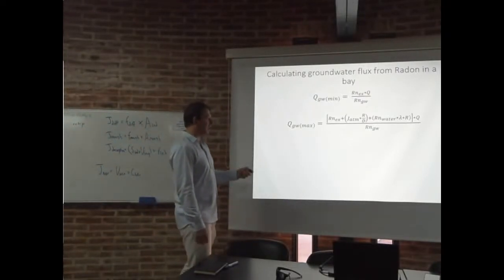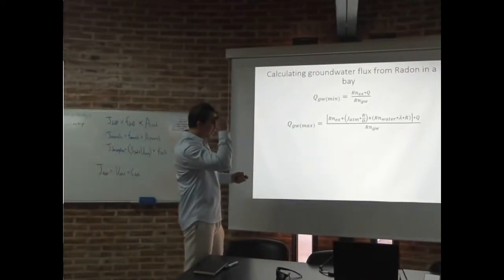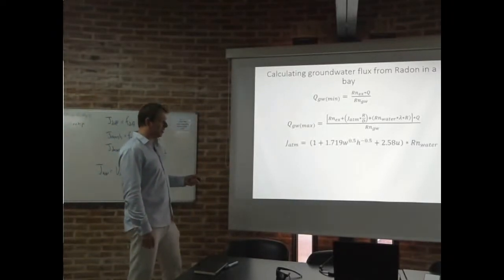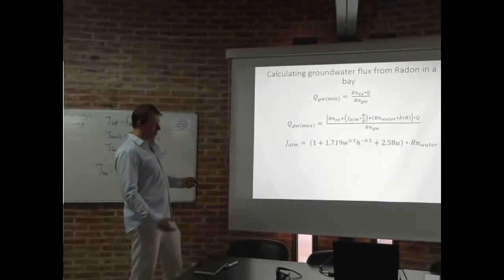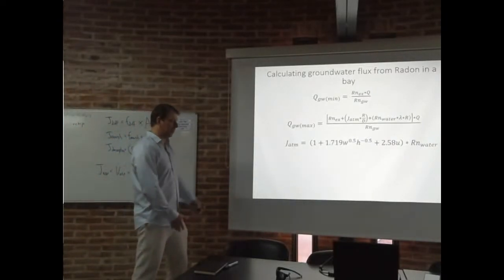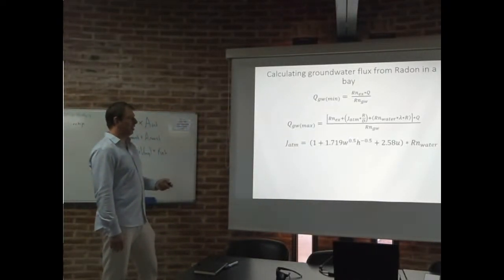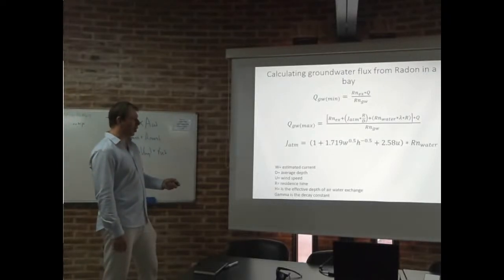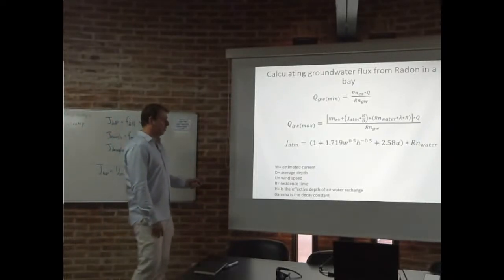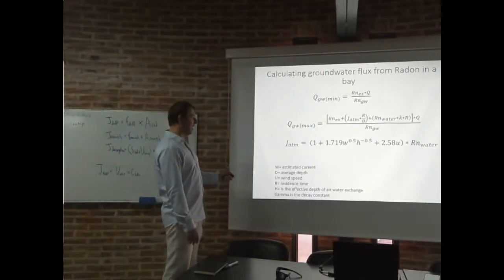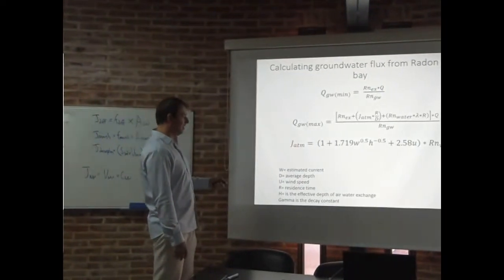So how do you calculate these things? J atm, how much is being lost to the atmosphere via wind, is based on this equation. I think it's a little complicated. Where W is wind speed, H is the effective depth of radon mixing, which in shallow water is basically the depth of the water. Sorry, W is not wind speed. W is the estimated current of the water. U is wind speed. So with this information, we can understand how much is being lost to the atmosphere.